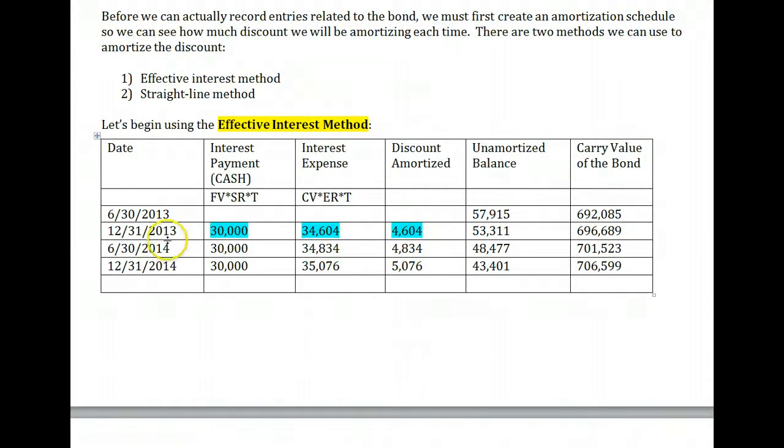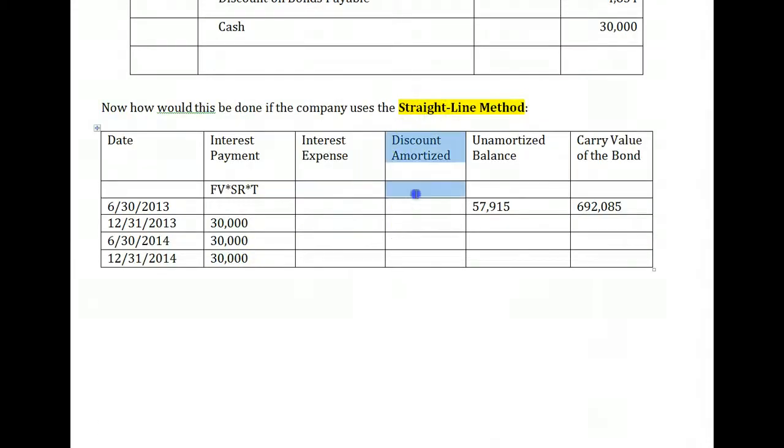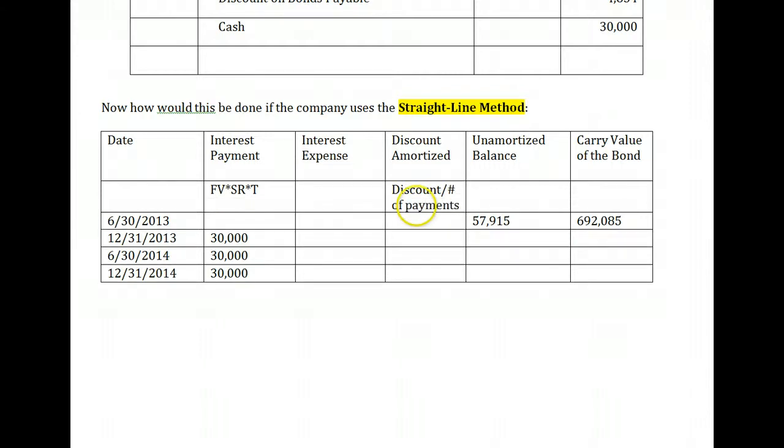When we look at the effective interest method, notice we calculated the interest expense and we backed into the amortization. Under the straight line method, we calculate the amortization, we back into the interest expense. So how do we do that? Well, you simply take the discount and divide it by the number of payments. So this discount amount was $57,915. We're going to divide it by the total number of payments.